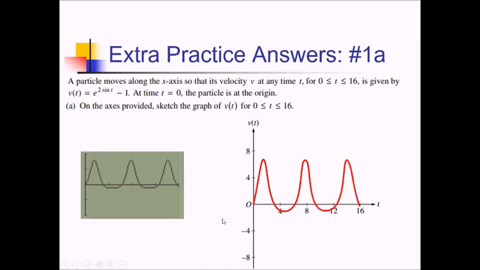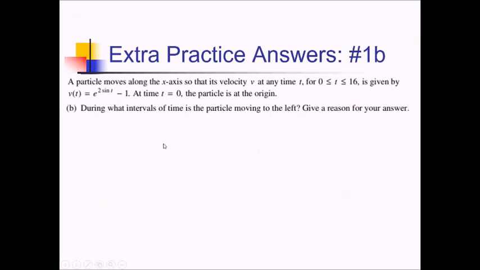So there it is. For this part of the problem, they want to know during what intervals of time our particle is moving to the left, and then give a reason. Moving to the left means that the velocity is going to be negative. If this thing's going on the x-axis, the negative direction is the left direction. So one thing it'd be nice to know is where my velocity is 0.